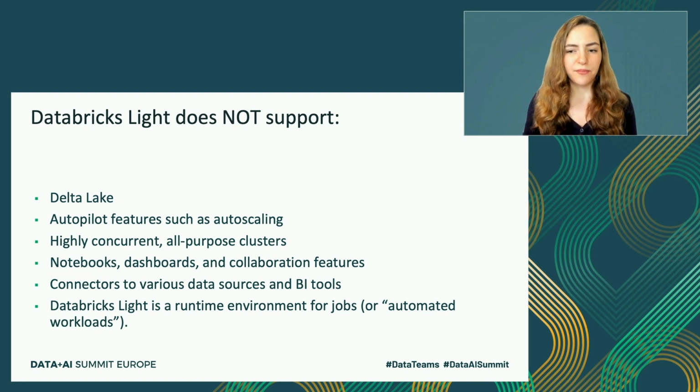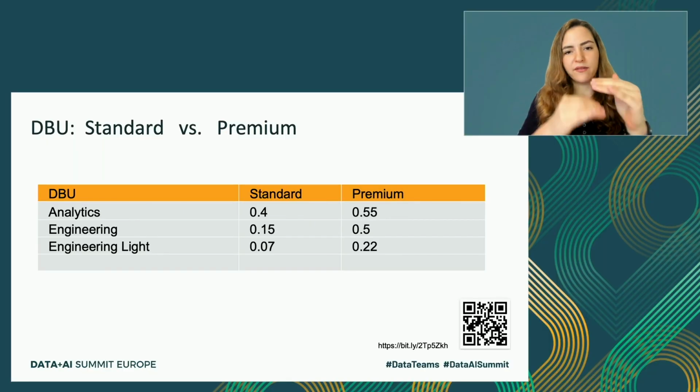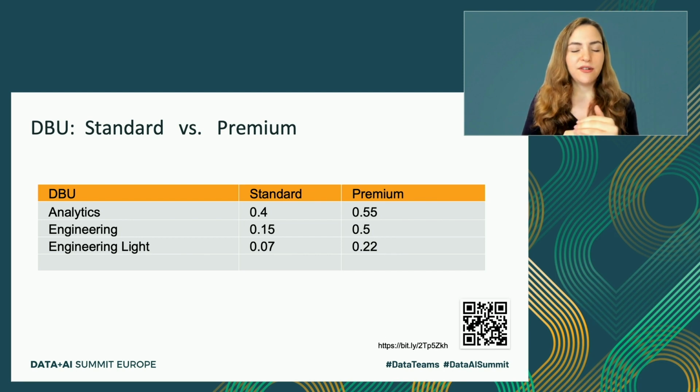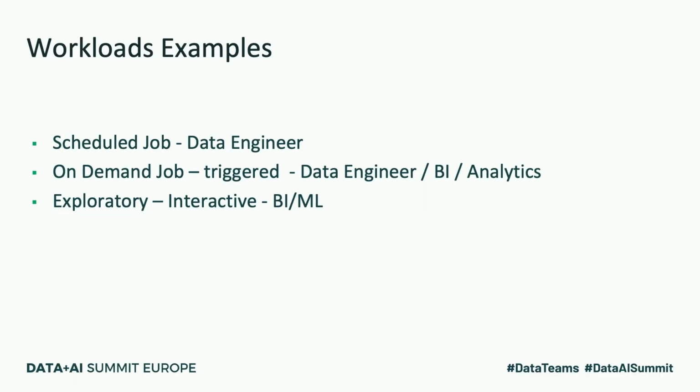instead of using the data engineering one. And this decision has influence on the way we look at cost, because we have the standard, we have the premium, and then we have the different DBUs, Databricks units, that we can consume. So you can see that the engineering light costs slightly less than the engineering, and the analytics costs slightly more than the engineering part. And analytics gives us the interactive approach. So when we want to work with different notebooks and we're doing different workloads, we would like to look into the analytics ones. Let's look at some workloads and what we want to do and where we want to go.